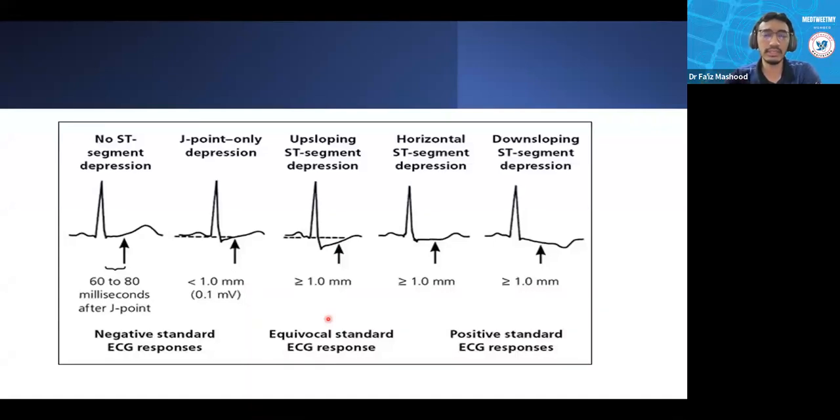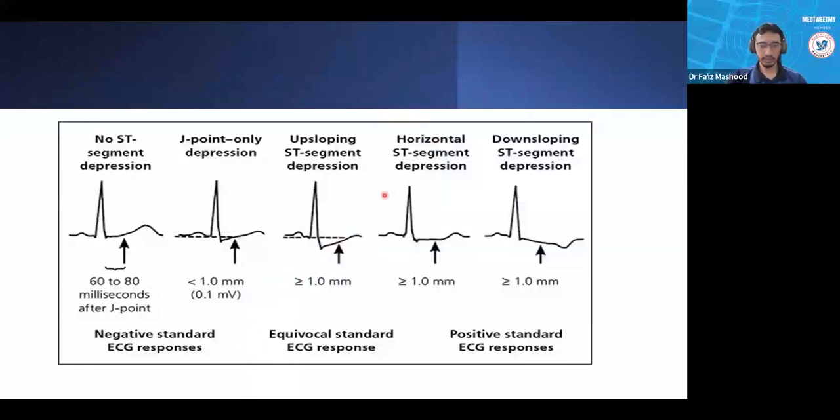Okay, in order for up-sloping ST segment depression to be considered a positive EST, it must be 2 mm or 2 small boxes. This is only for up-sloping ST depression, right? 2 small boxes, up-sloping STD, it's positive. Only then we say it's a positive EST.